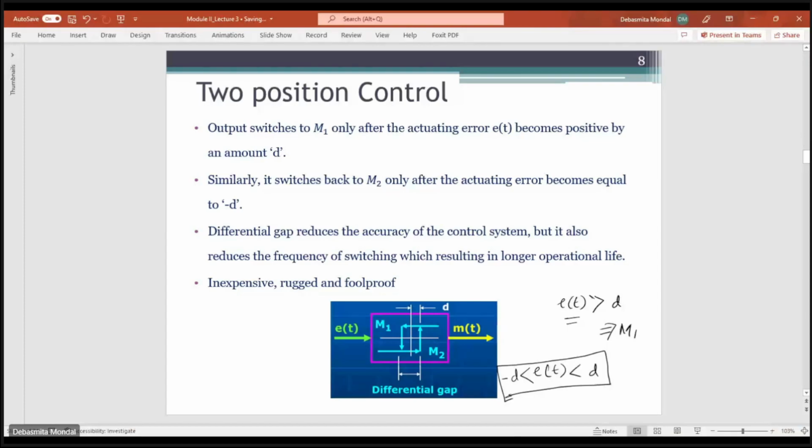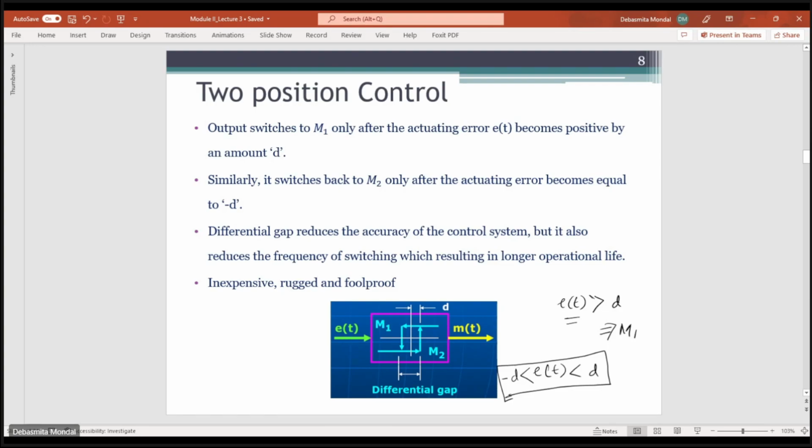So you have to have a trade-off between the accuracy that you need in a system and the mechanical longevity of your system. Depending on that, if you need a very high accuracy system and you are not concerned with the maintenance or the longevity of the switching hardware, then you can have a very small differential gap.